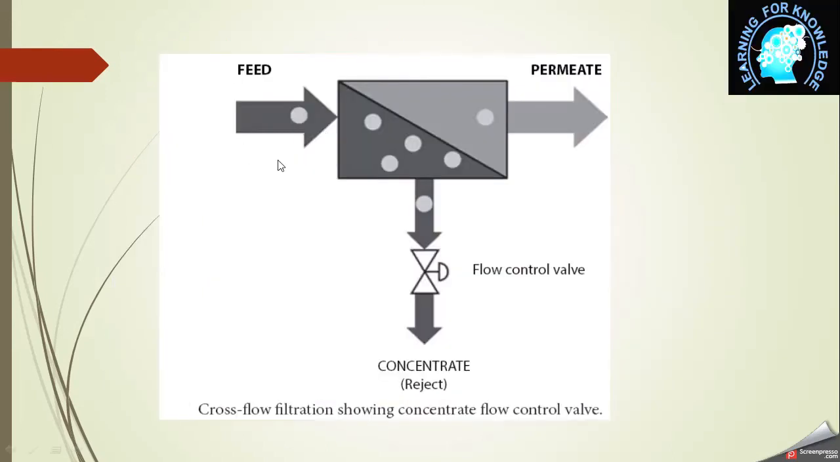This is another way of showing this cross flow filtration process. This diagonal line is a semi-permeable membrane and feed comes, and when this feed reaches the membrane, pure water separates and passes through this membrane and becomes permeate. The remaining part, which contains dissolved solids in concentrated form and some water, comes from this line, which is called concentrate or reject. So this is another way of describing this.